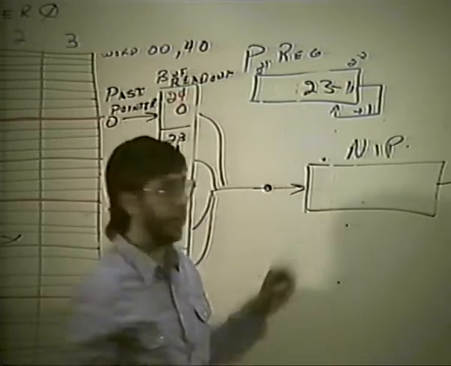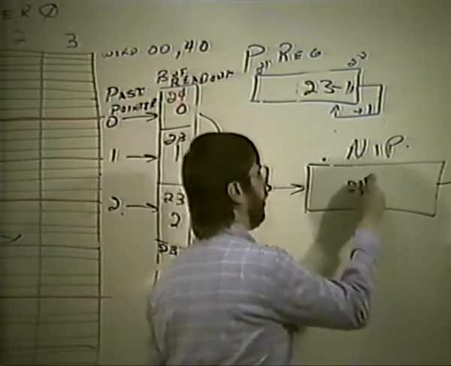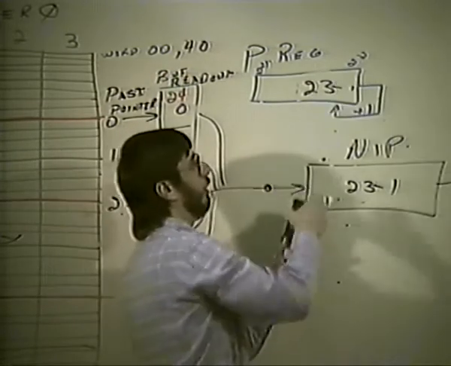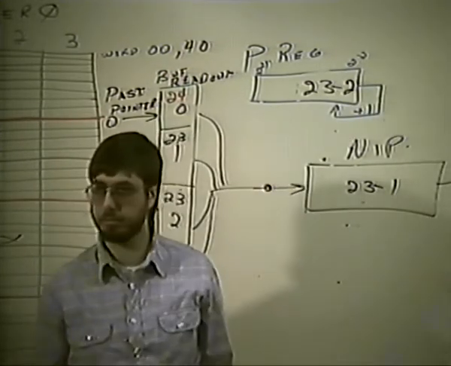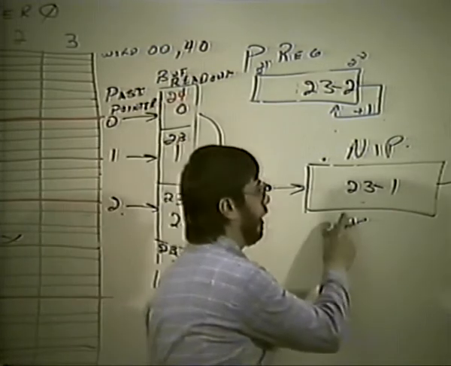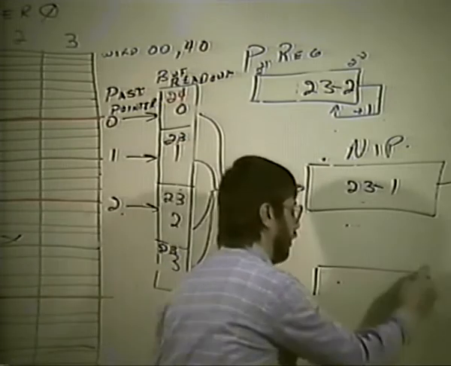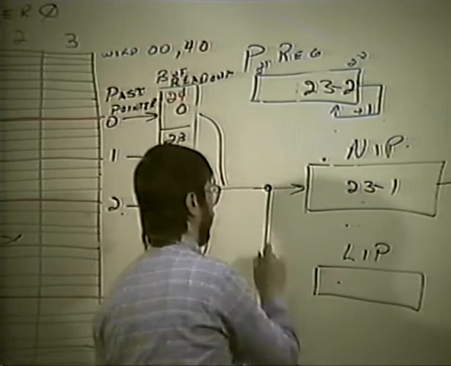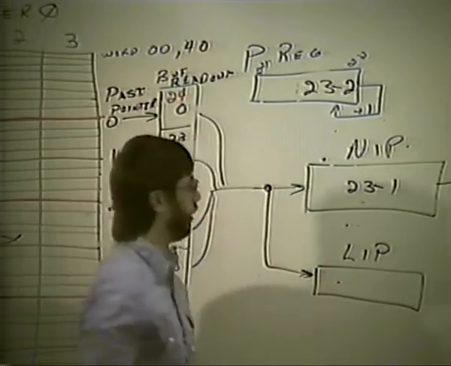As soon as we load NIP with instruction 23-1, our P register increments to 23-2. It's the next clock period then. Let me put this in here too. There's another box here called the lower instruction parcel.